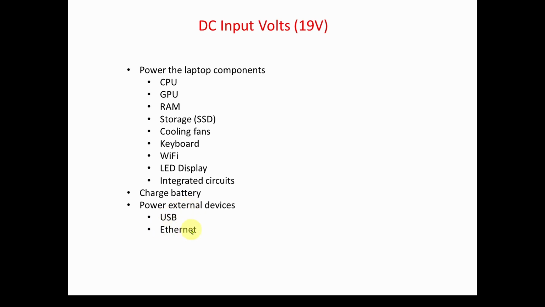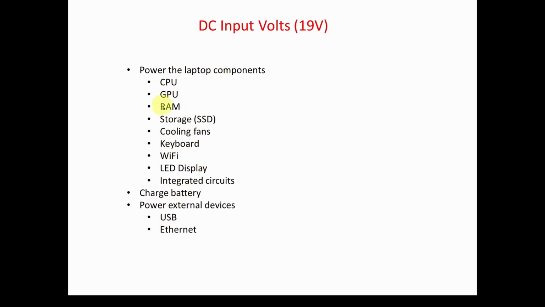Any Ethernet. So all of these things have to be powered by this DC input volts. And somehow our computer circuitry is going to have to figure out how to do all of that. And keep in mind, these components can't generally operate on 19 volts. You've got all of these different components that require different voltages to operate on.